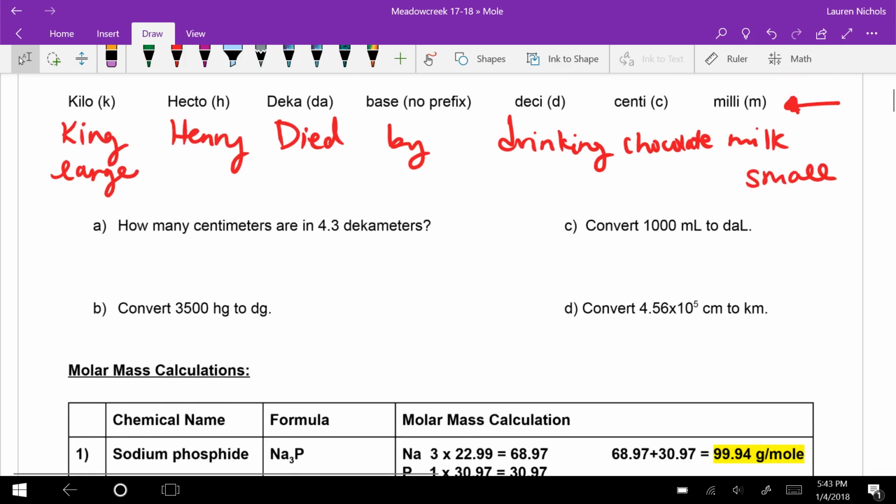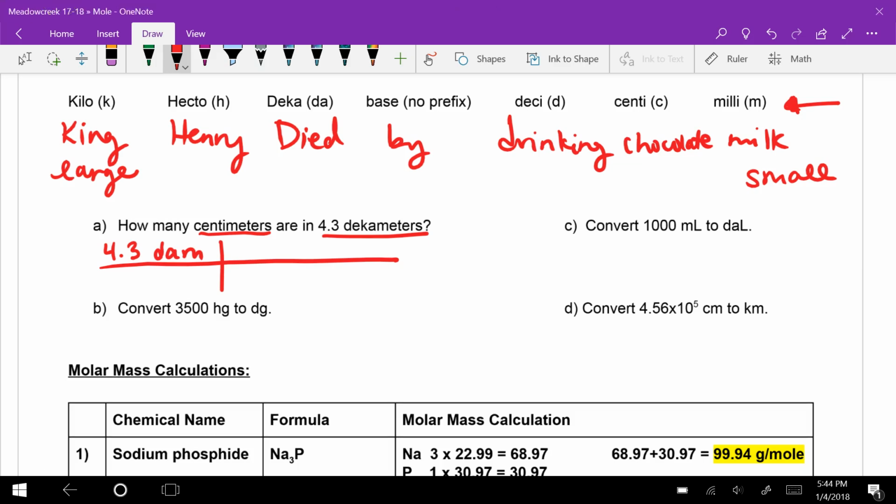some practice problems. So if we look at A, it says how many centimeters are in 4.3 decameters. So the first thing you're going to do in a dimensional analysis is you're going to write down what's given to you in the problem. So we have 4.3 decameters, and the symbol for deca is da, and meters is an m, so it's dam, and you're going to put that into this T-chart. Now you can leave this bottom square blank, or you can put a 1 over it.